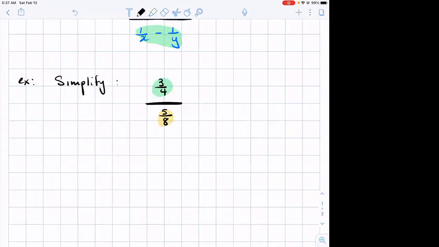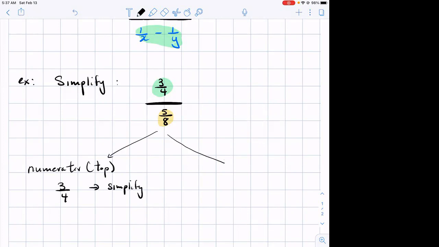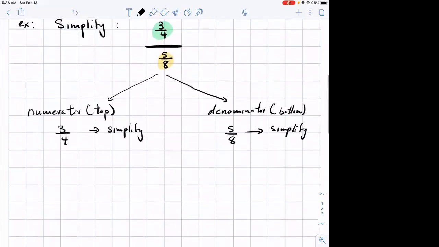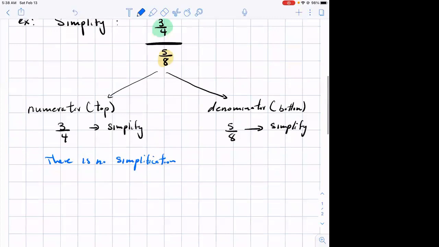So what you can think of, we sort of did this before. Look at the top, the numerator, and I'll refer to that as the top, which is 3 over 4, and simplify. And then we look at the bottom, the denominator, which is the bottom, and that's 5 over 8. Try to simplify this, or add or subtract, whatever you have to do. So notice here, there is no simplification. And same thing here, you cannot simplify 5 over 8.